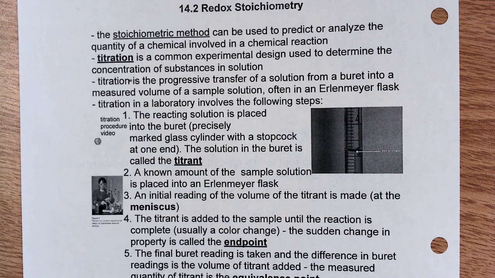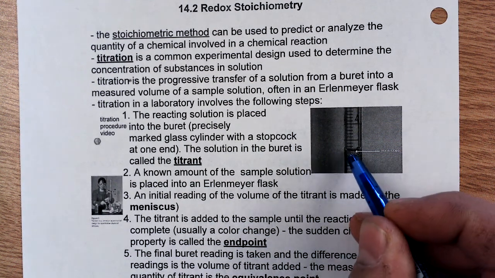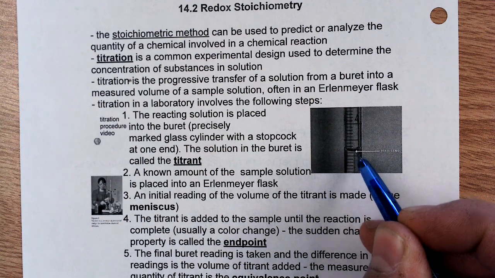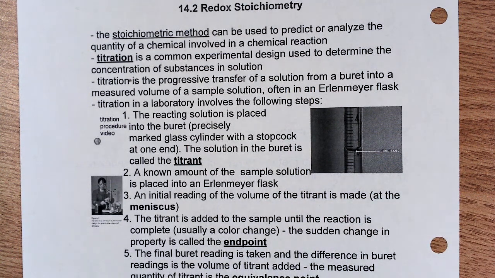Again, a known amount of sample solution is placed in an Erlenmeyer flask. Okay, so the sample solution is always in the bottom in our Erlenmeyer flask. An initial reading of the volume of the titrant is made at the meniscus. So again, that's what's showing here. We have our meniscus, and the bottom of the meniscus is where we would take our initial reading.